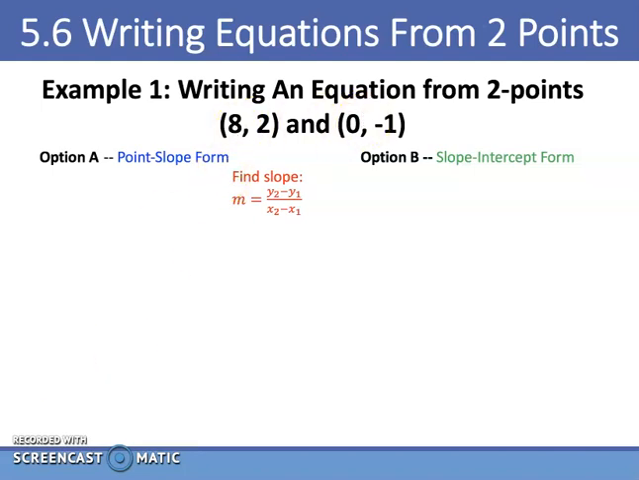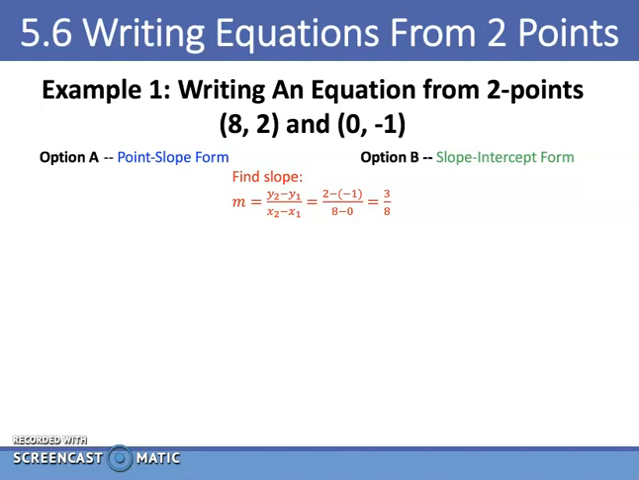So we have our 2 points. Our y values are going from 2 to -1. So put that in the numerator. And in the denominator, we see our x values are going from 8 to 0. So what is 2 minus a -1? That's 2 plus 1, which is 3. And 8 minus 0 is 8. So we have calculated our slope as 3/8. Now we can use this information in both forms.